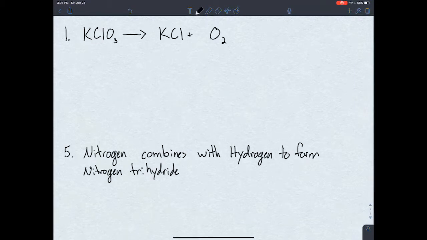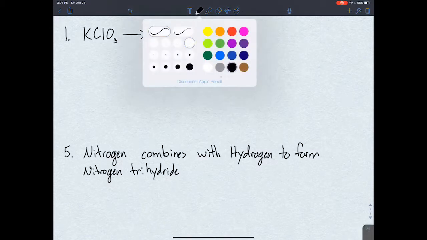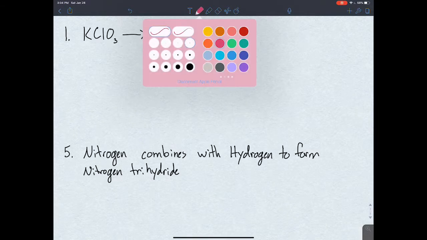I balanced these before, but I don't have an answer key in front of me. So I'm just going to walk through what I would do to balance these. And hopefully there can be some good takeaways for you guys on this stuff. Let's go with that color.